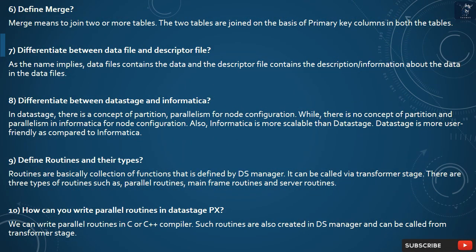6. Define merge. Merge means to join two or more tables. The two tables are joined on the basis of primary key columns in both the tables. 7. Differentiate between data file and descriptor file. As the name implies, data files contain the data and the descriptor file contains the description/information about the data in the data files.